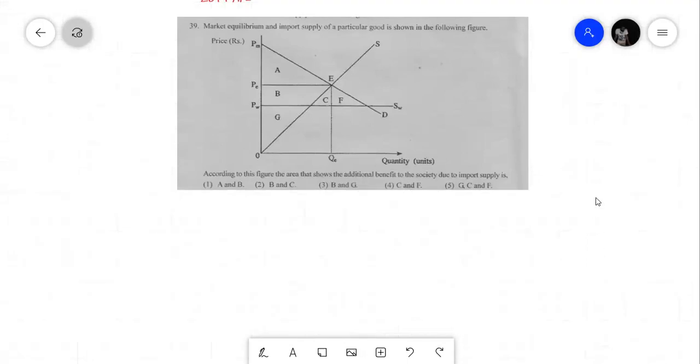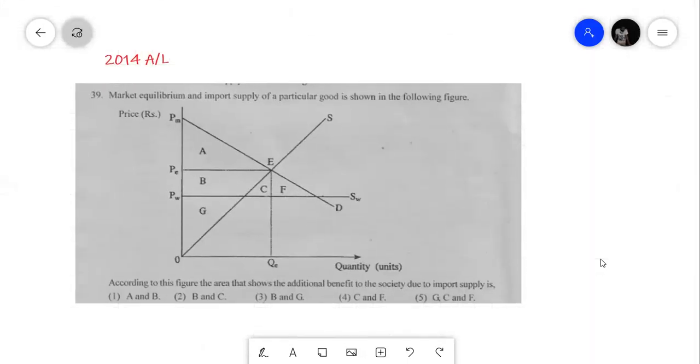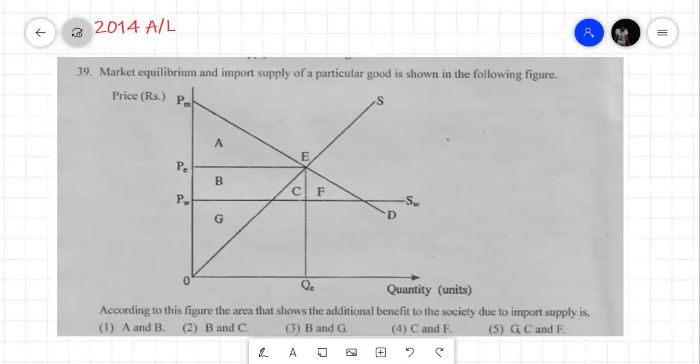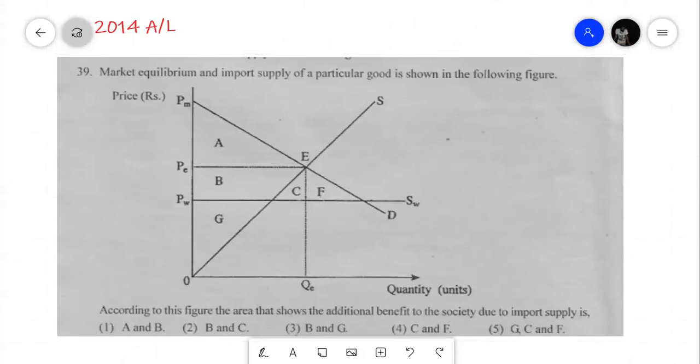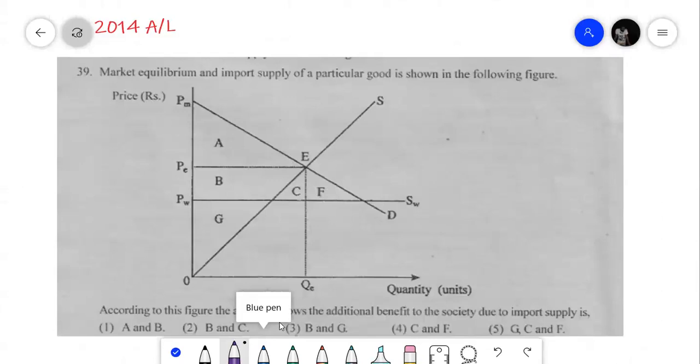Okay, starting off with question number 39 in the 2014 paper. They're saying the market equilibrium and import supply of a particular good is shown in the following figure. These are very simple things. According to the figure, the area that shows the additional benefit to the society due to the import supply, that is talking about the increase in economic surplus. So shall we go with first things? Forget about the import supply.